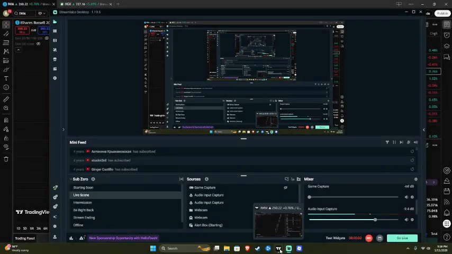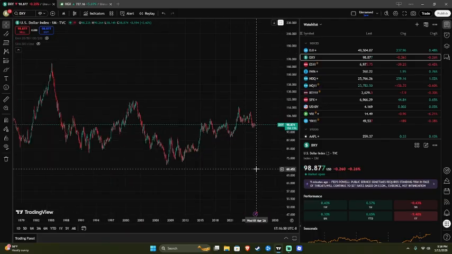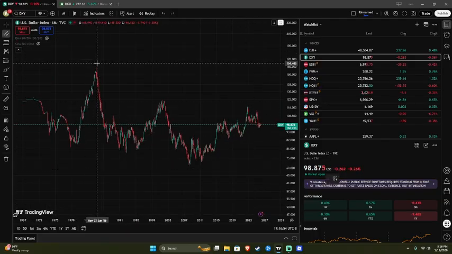Alright guys, what's up? So I'm going to be showing you guys here real quick the dollar. If you take a look on the monthly time frame, I'm zooming out here, we'll identify together the long-term trend of the dollar.